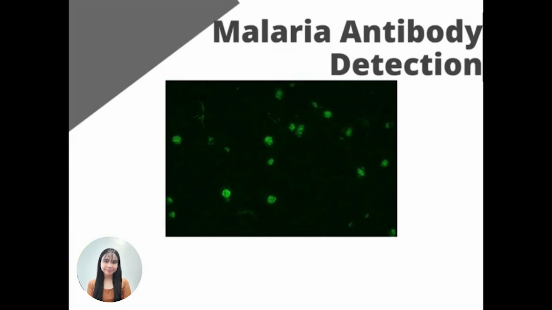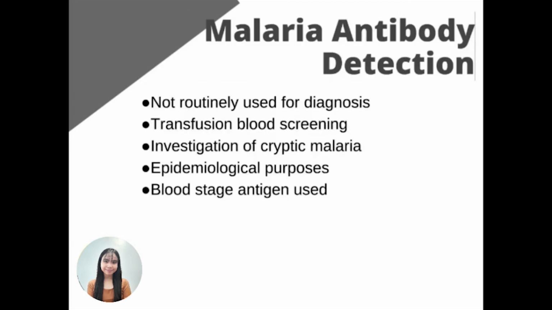The image shows a positive IFA result with P. malariae schizont antigen. It is not routinely used for diagnosis, but it is used for transfusion blood screening, investigation of cryptic malaria, epidemiological purposes, and blood stage antigen.